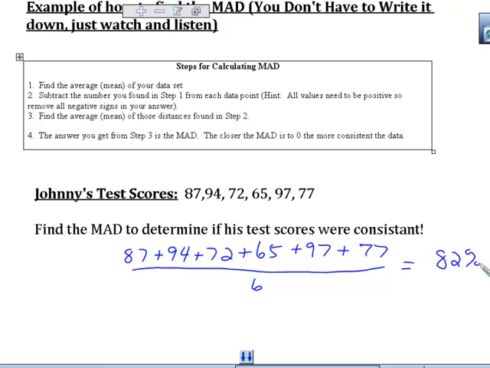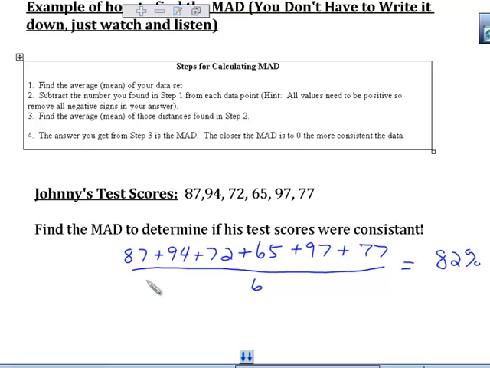So the mean here is 82%. Step 1. Done with step 1. Step 2. Subtract the number I found in step 1 from each data point. And there's a hint. All values need to be positive, so remove all negative signs in your answer.